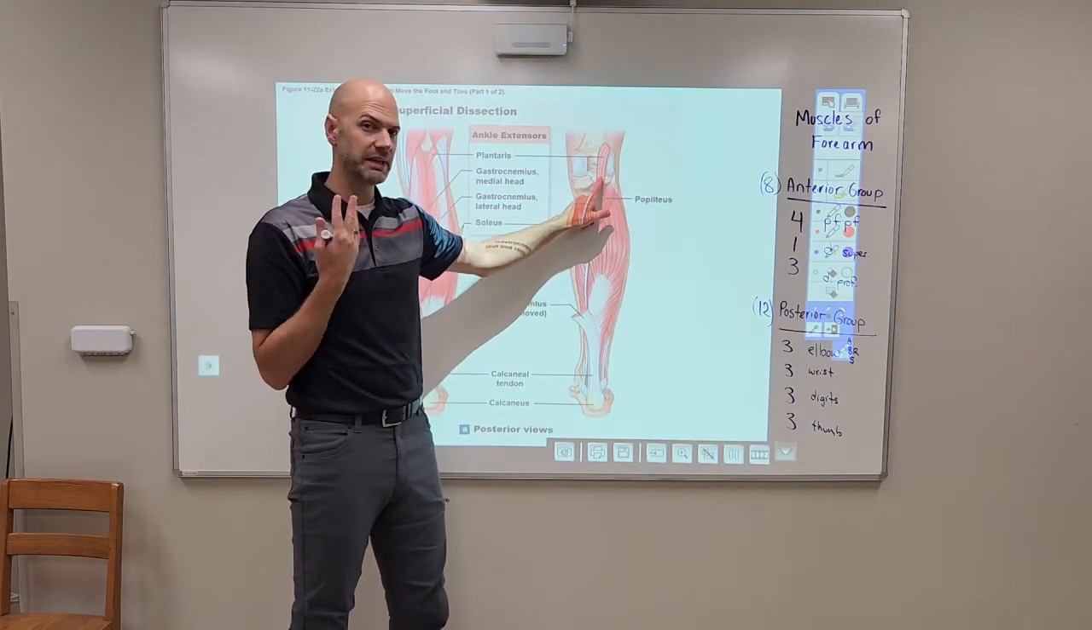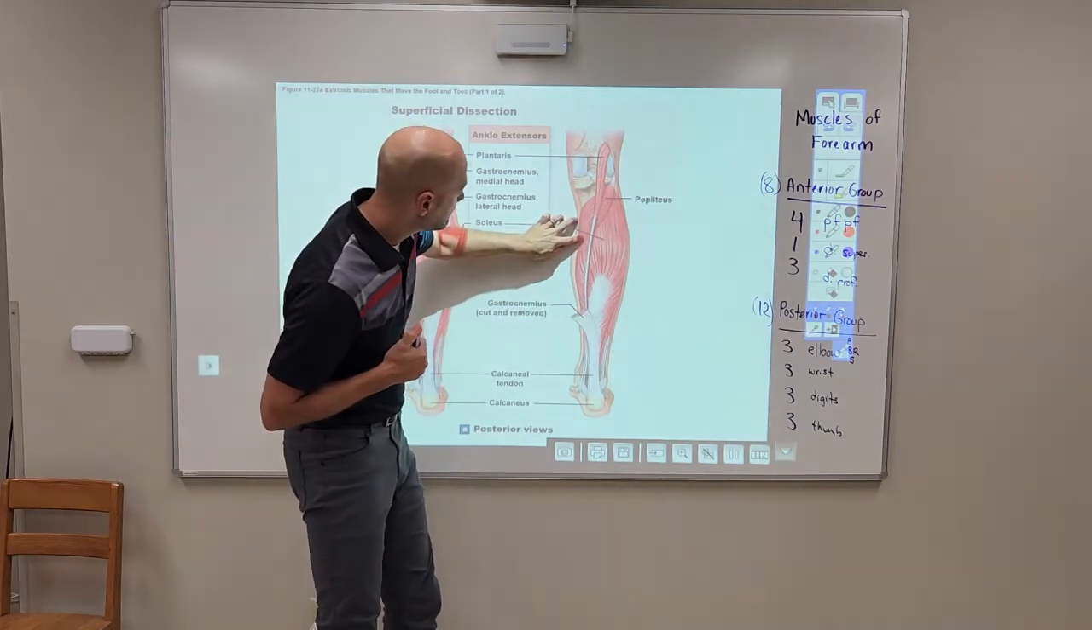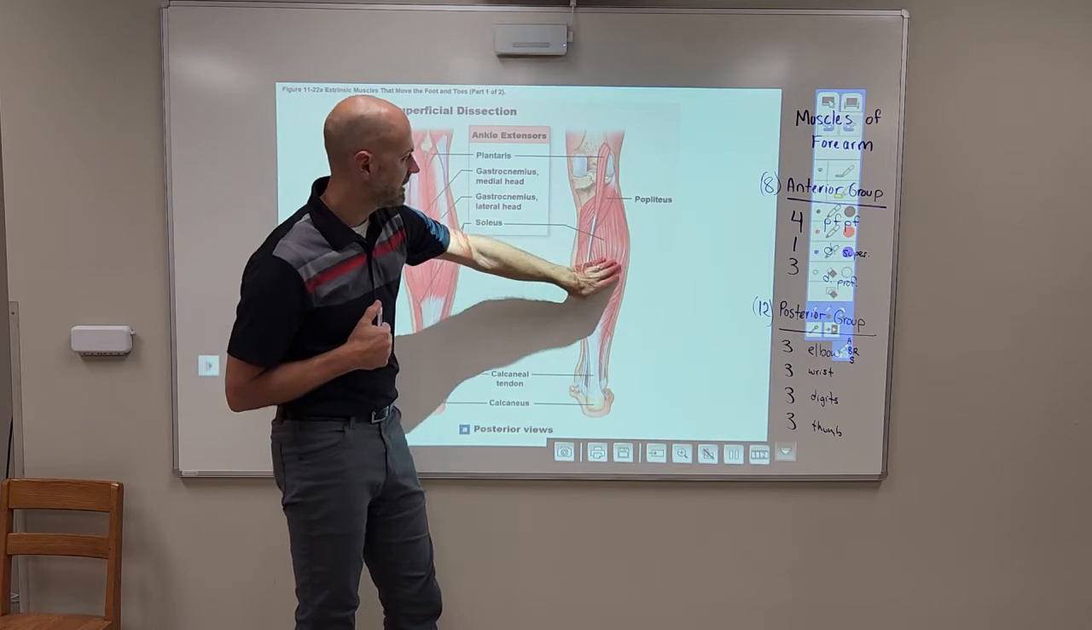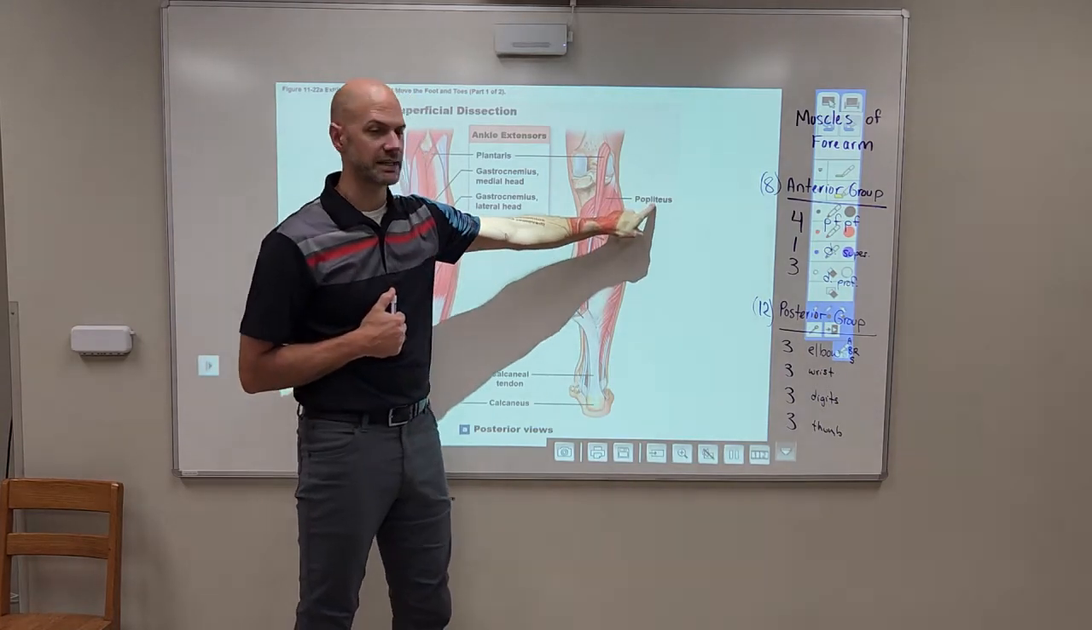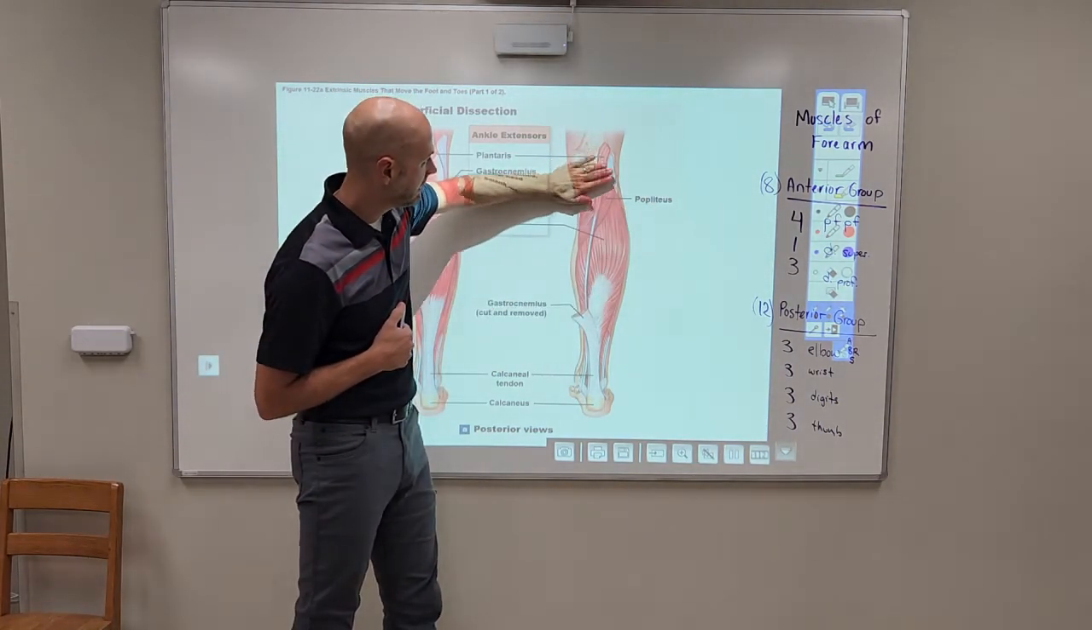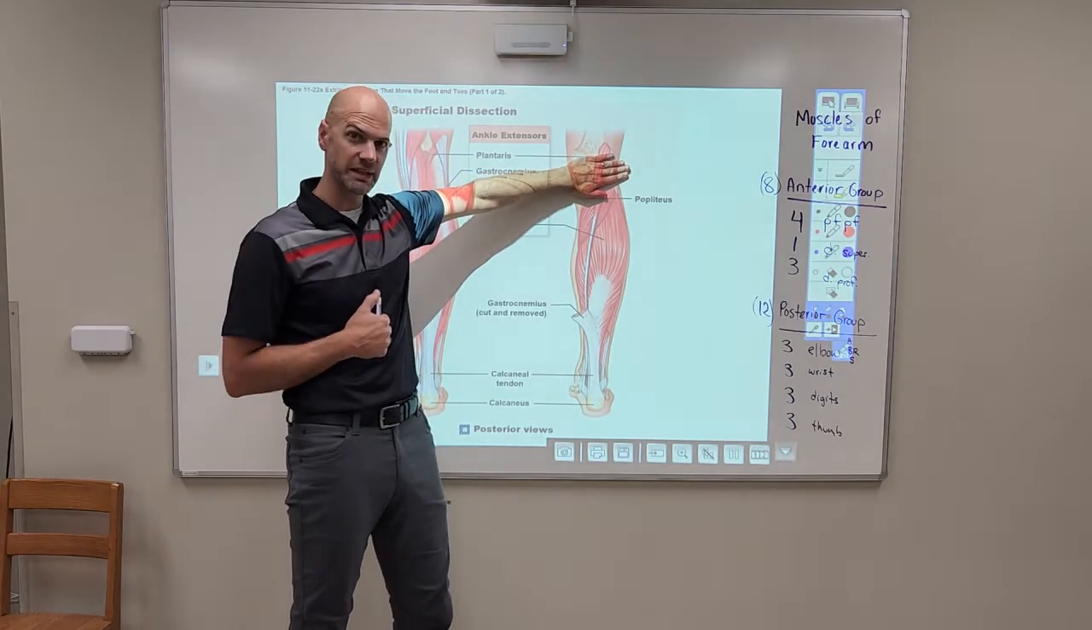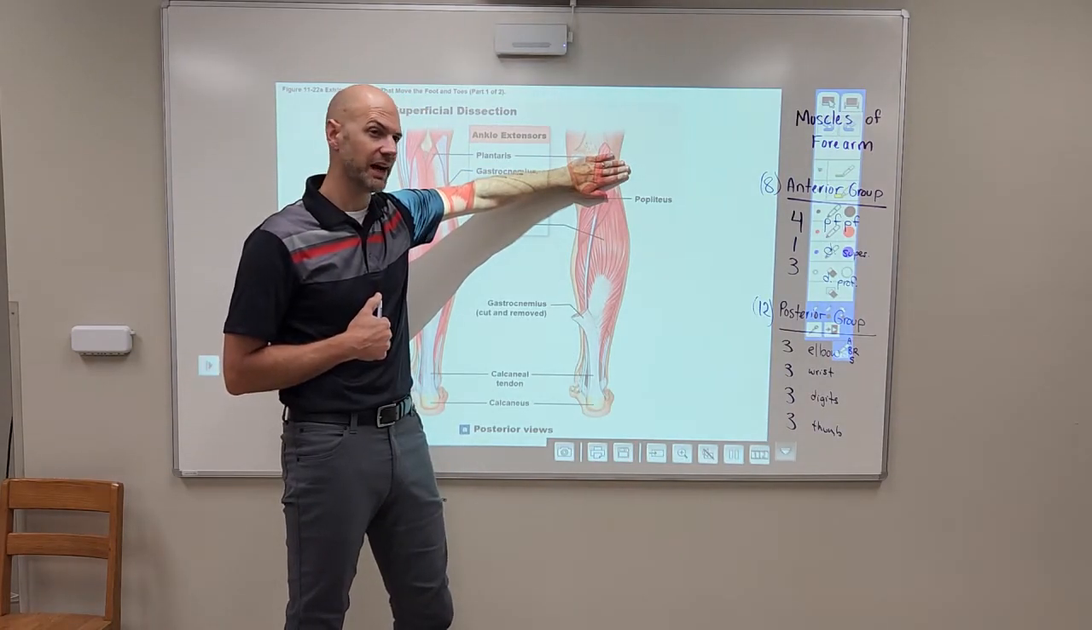We have the plantaris, which is this tiny little muscle. We're going to ignore it because nobody cares about it. This muscle here that is just superior to the soleus is the popliteus. Okay, it is in the popliteal region. That's the region behind the knee.